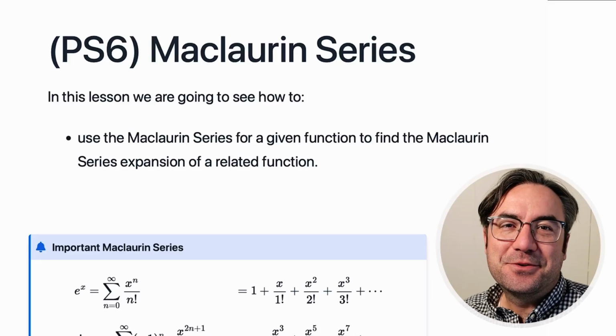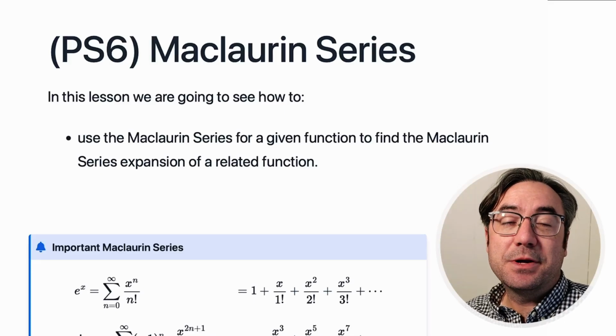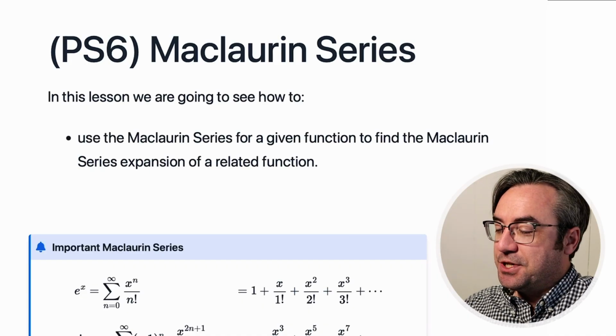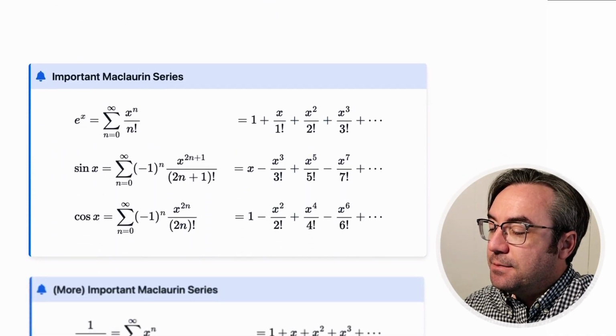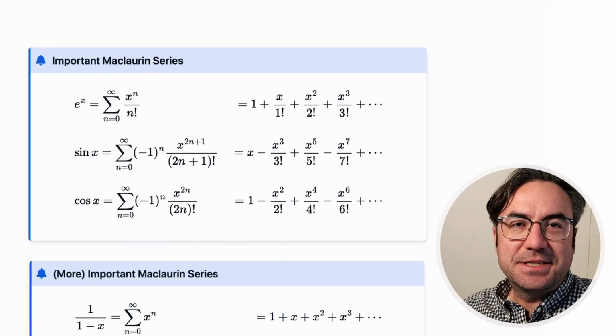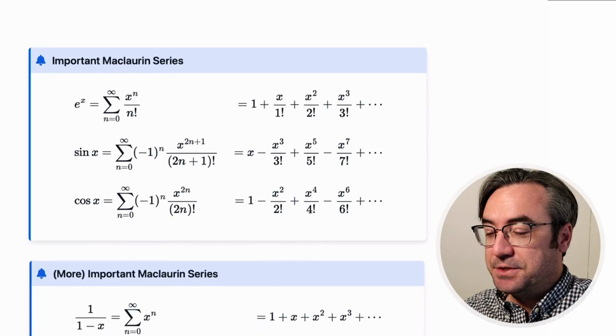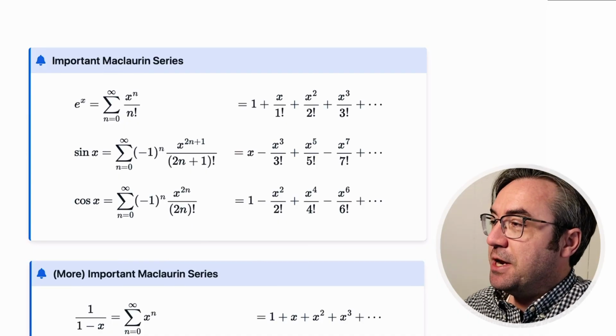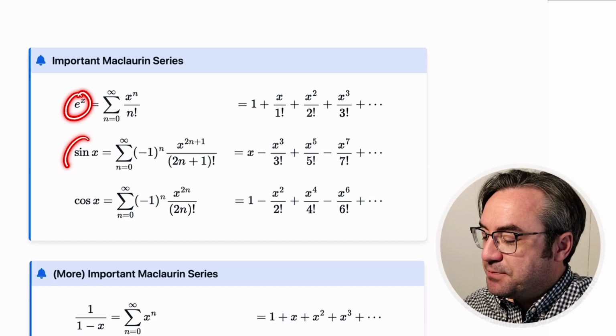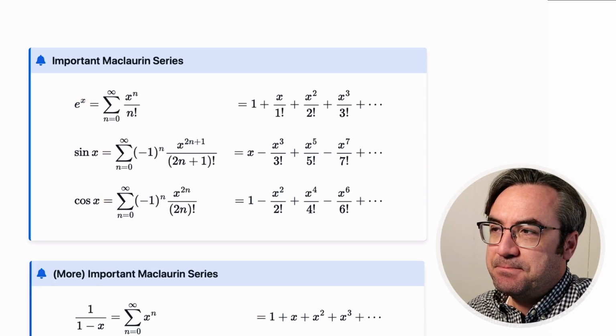Welcome everyone. For today's prep, we're going to be looking more at Maclaurin series. And we're going to start with just a few of our basic examples that we've looked at for Maclaurin series. So the first three here, we've got e to the x, sine x, and cosine x.